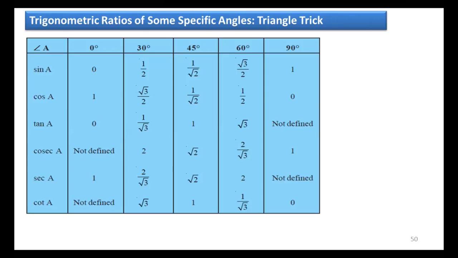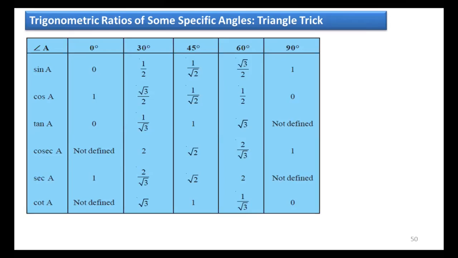Sine 0 is 0, sine 30 is 1 by 2, sine 45 is 1 by root 2, sine 60 is root 3 by 2, sine 90 is 1. Similarly, cos 0 is 1, cos 30 is root 3 by 2, cos 45 is 1 by root 2, cos 60 is 1 by 2, cos 90 is 0. Similarly, tan 0 is 0, tan 30 is 1 by root 3, tan 45 is 1, tan 60 is root 3, tan 90 is not defined. So in trigonometry, it is very important to remember these values.